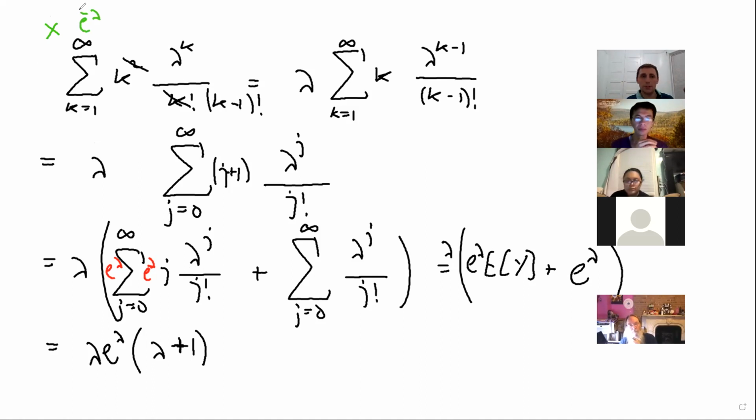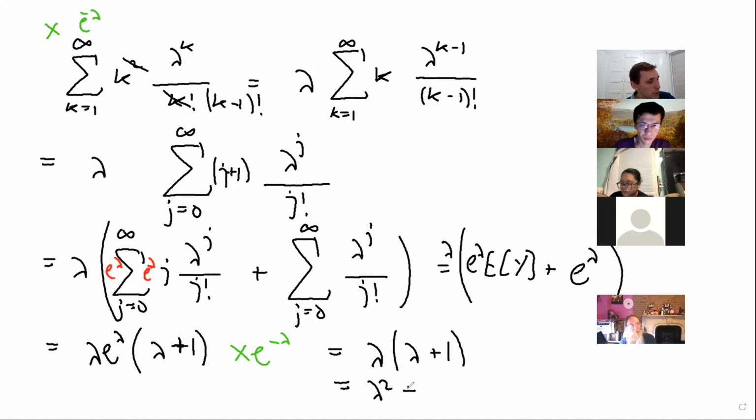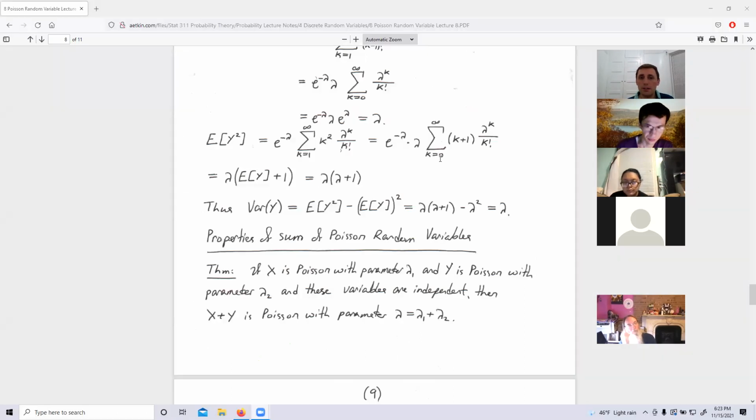That's the probability, right? Because when we calculate the expected value of y squared, it's the square, but times the probability. But the probability always involves e to the minus lambda. So when I multiply it by e to the minus lambda, I multiply it here by e to the minus lambda. And then what do you get? You simply get lambda plus 1, or if you prefer, you just get lambda squared plus lambda, right? I hope it makes better sense.